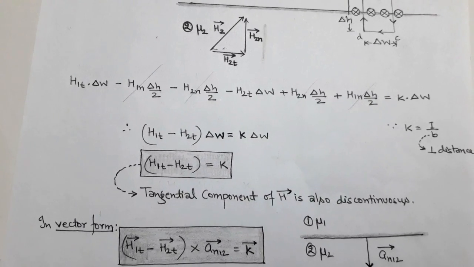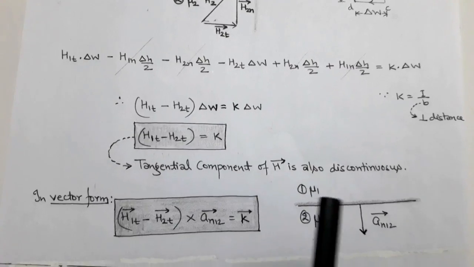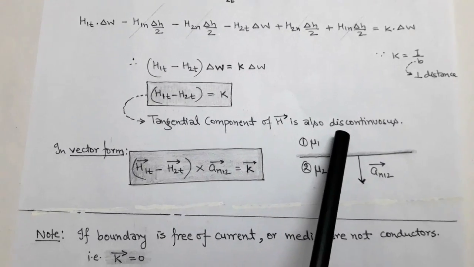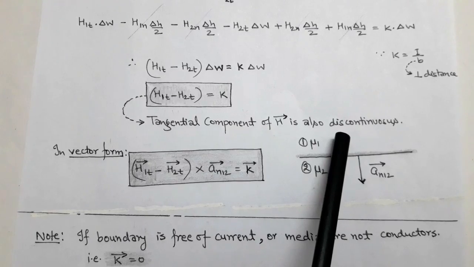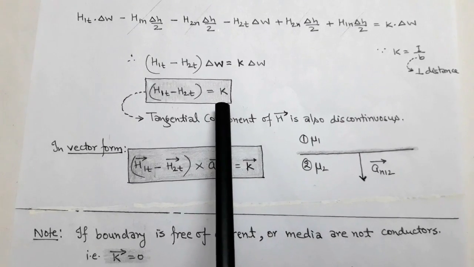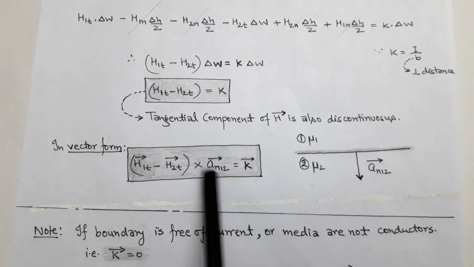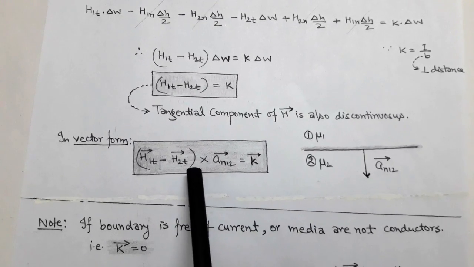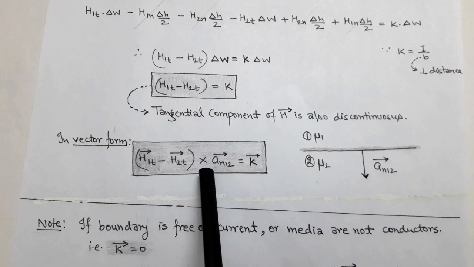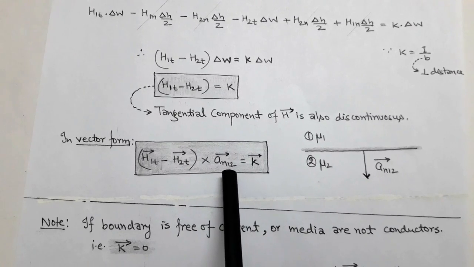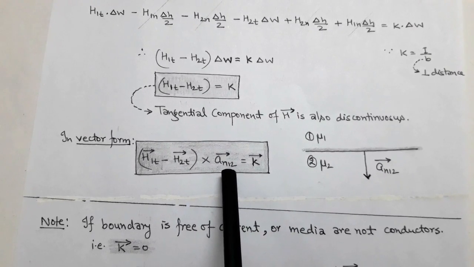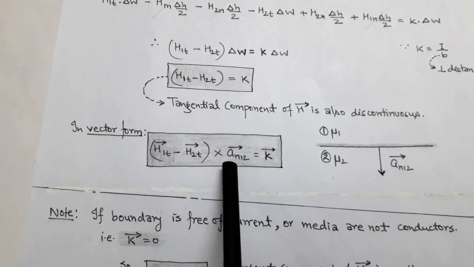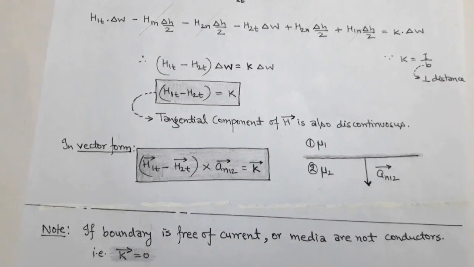So this is a magnitude term. From here we find that the tangential component of the H vector is also discontinuous, that depends upon the surface current density K. We can write in vector form as within bracket H1t vector minus H2t vector cross normal unit vector 1 2, that is equals to K vector. Here we take a normal unit vector from region 1 to 2.